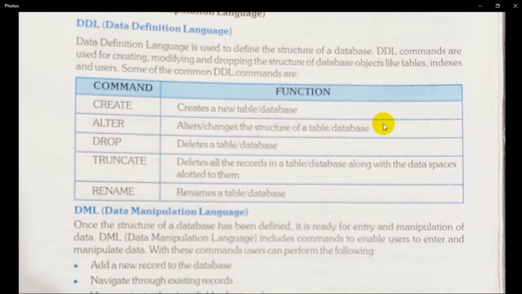So first of all, we use the create command, where we create a new table and database. The second one is alter, which changes the structure of the table and databases, basically what kind of columns we are going to use in this particular table or database. And drop basically deletes database tables.